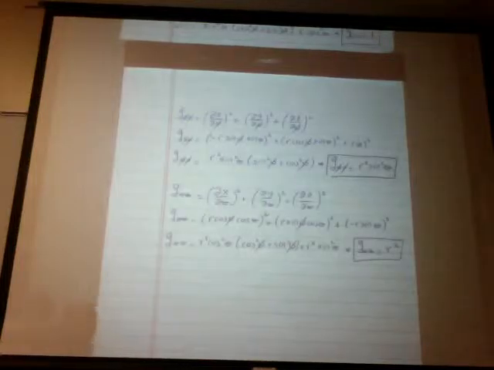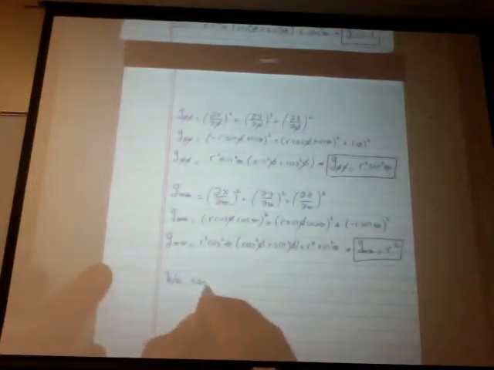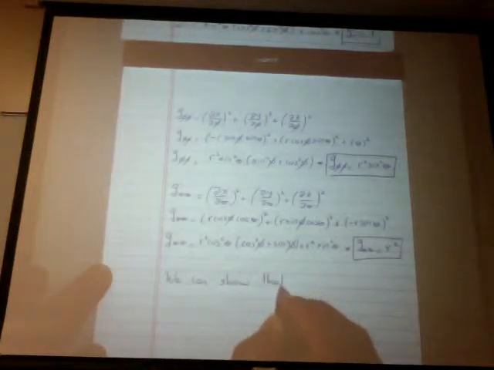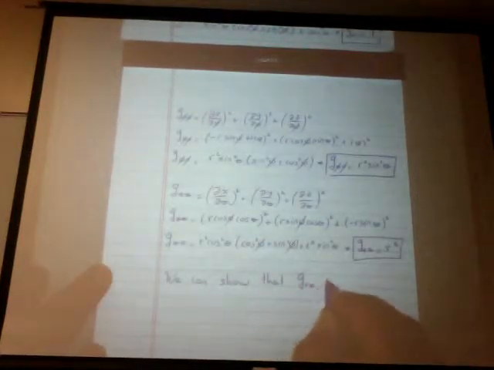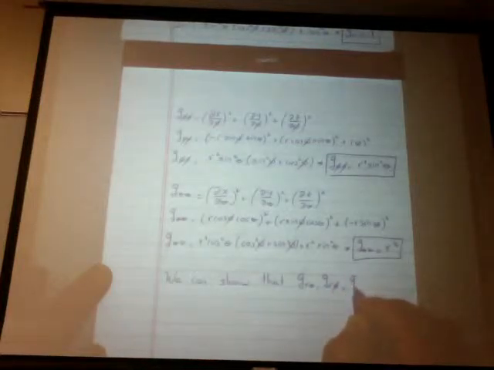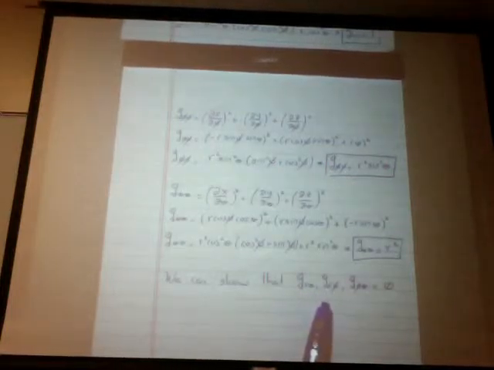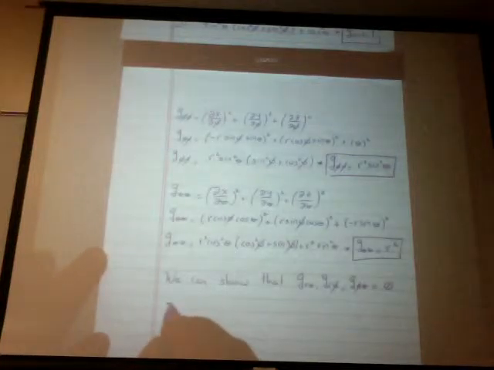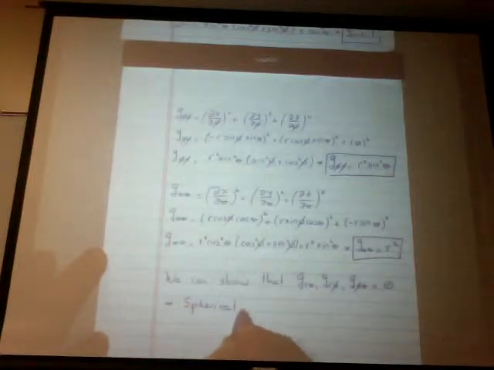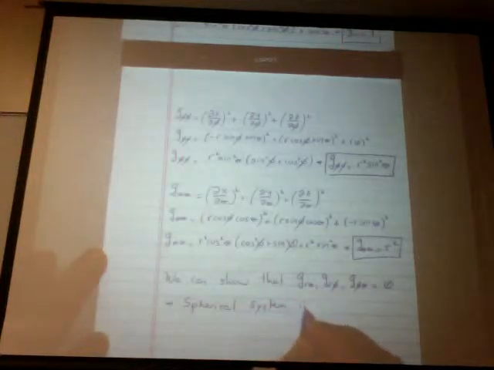Okay? But I'm not going to do it. I can tell you here, we can show that g r theta, g r phi, and g theta phi are all equal to 0. And remember, this matrix, this tensor, is always symmetric. So g r theta is always equal to g theta r. And the fact that they're all equal to 0 means that this spherical system is orthogonal.